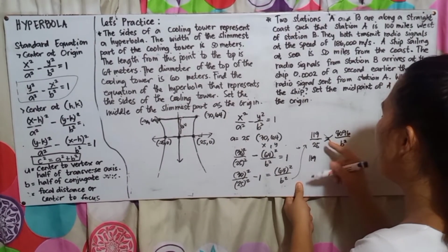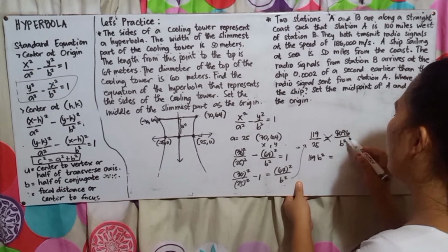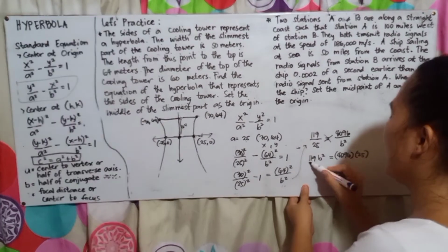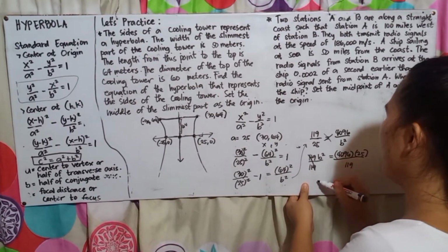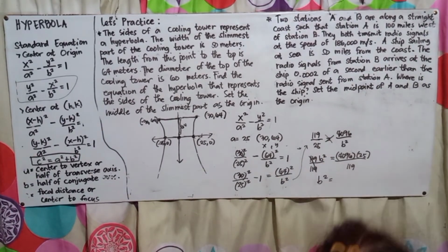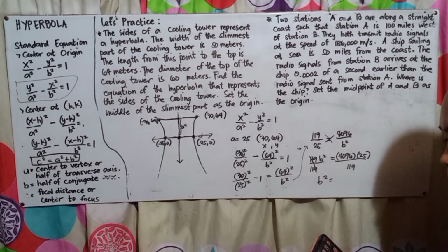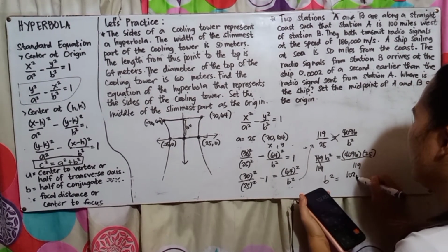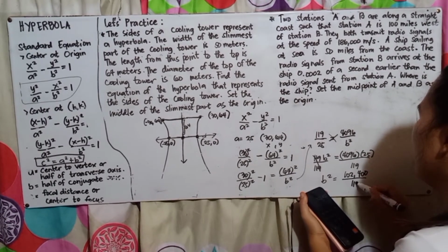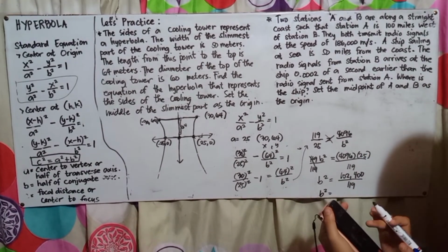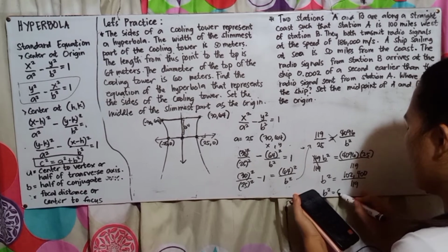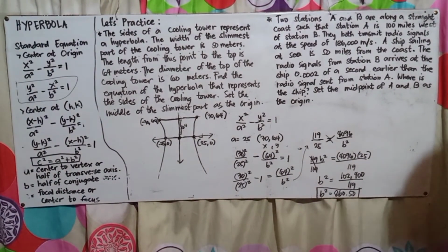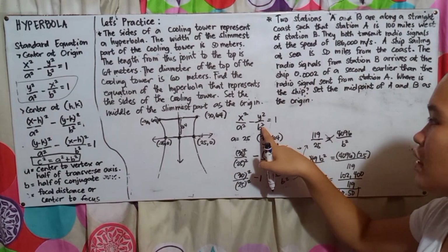The next step is to cross multiply. 119 multiplied by b squared equals 4096 multiplied by 25. Then divide by 119. So, b squared equals 4096 times 25, which is 102,400, divided by 119. So, b squared is 860.50. We stop the computation at b squared since the given equation uses b squared.